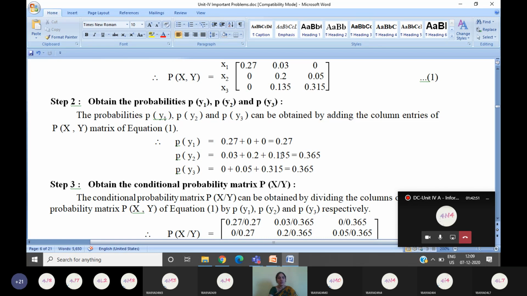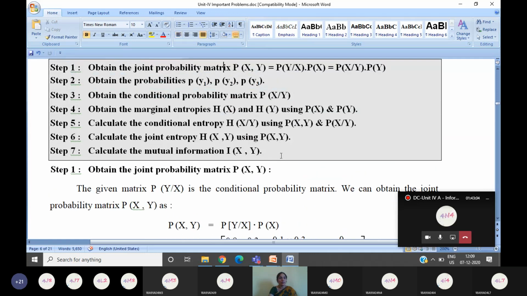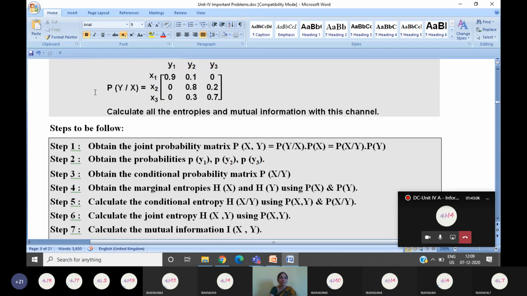Next, now you obtained P of xy and P of y elements also. P of x elements, that is the joint probability matrix and two marginal probability matrices. And already from the question you have P of y by x, one of the conditional probability matrices. So the next leftover conditional probability matrix is P of x by y. How can you calculate P of x by y?